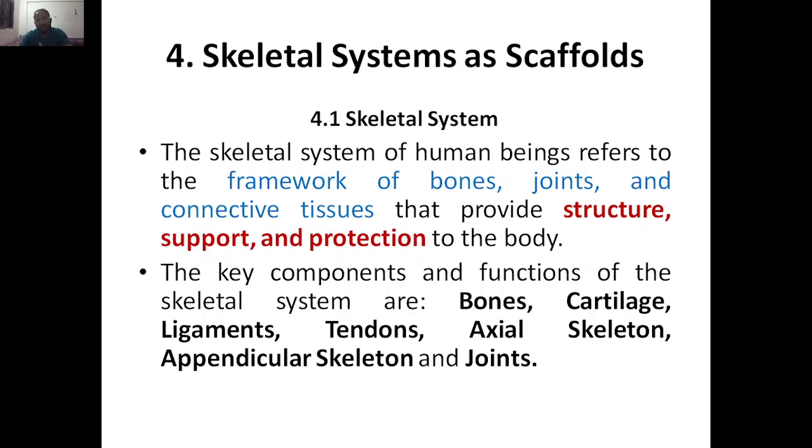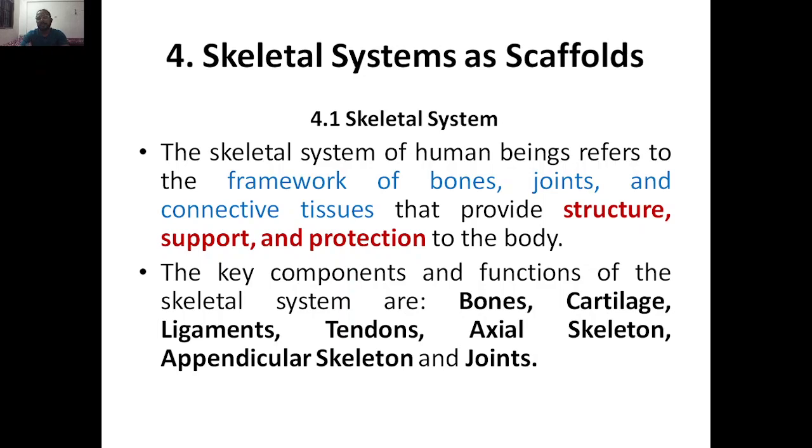So let's see what exactly the skeletal systems are and how they act as scaffolds. First, in order to understand skeletal systems as scaffolds, we will see what skeletal systems are. Most of the students are from different backgrounds and may not have taken biology in their PUC, but they have to study these topics. That's why I will give a very brief introduction and explanation. If you are a biology student and already know all this, you can skip and go further and study whatever you want.